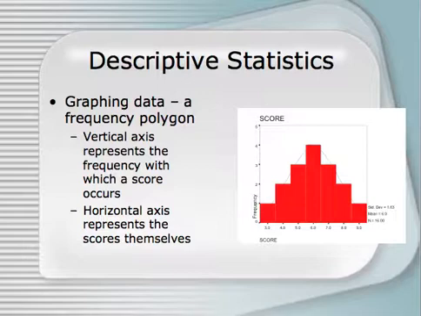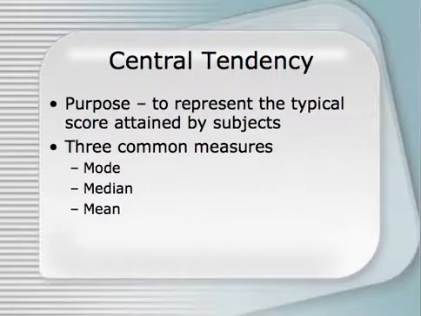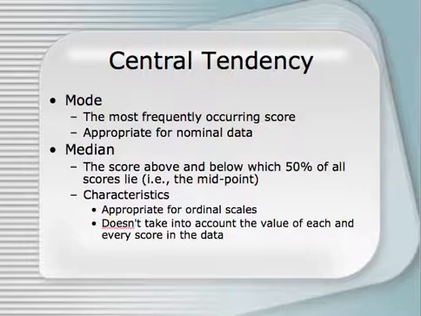The measures of central tendency are used to describe or represent the typical score attained by participants. There are three different measures: mode, median, and mean. Mode is the most frequently occurring score, and it's typically used for nominal data. Nominal data is categorical data where the order of categories is arbitrary. A good example is race or ethnicity, with values 1 equal to white, 2 equal to Hispanic, 3 equal to American Indian, 4 equal to black, 5 equal to other.